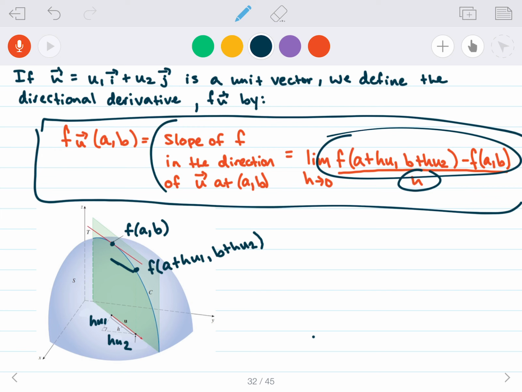So it's very important that you know exactly what this means. This is the notation, kind of weird notation. Some books use a capital D to notate this, capital D u of ab. But our book was like f u. That's what we're going to use. So anyway, this is the definition, and let's go ahead and apply it.